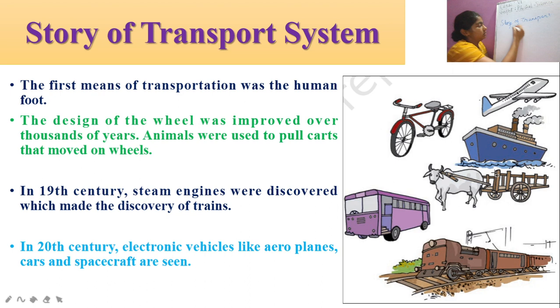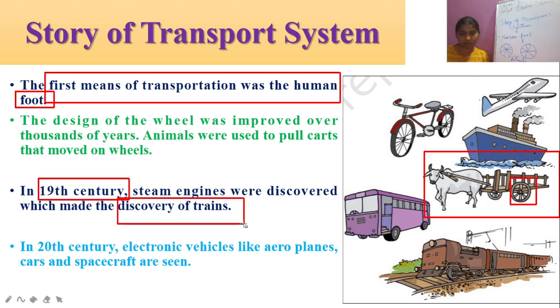Okay, in the 19th century, students, steam engines were discovered for the discovery of trains. So whenever we talk about the train, we have steam engines first. Okay, where we use coal and other fuel to run the engine. So these were used for the discovery of trains.